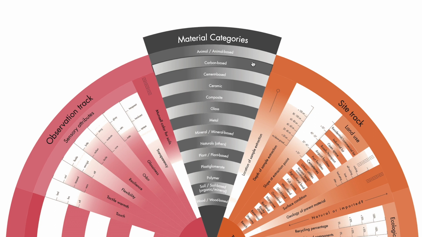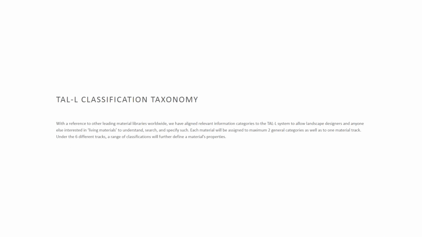Like other material archives, we record common categories such as ceramics, metals, or polymers. But by linking categories and process, we emphasize how materials are sourced, extracted, and produced.